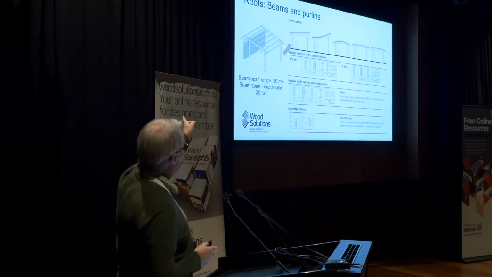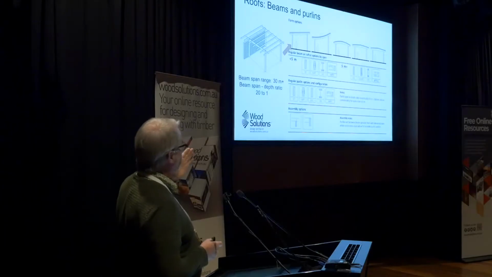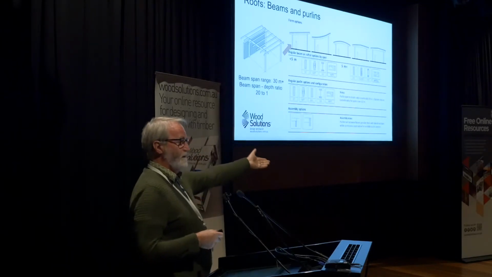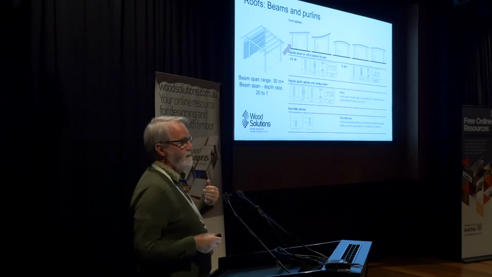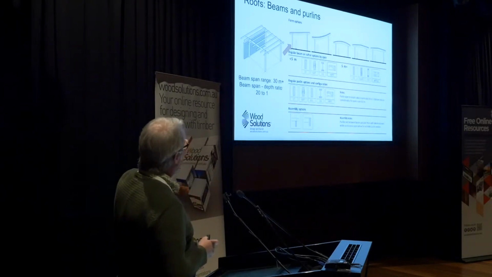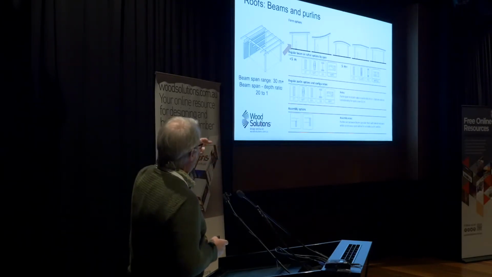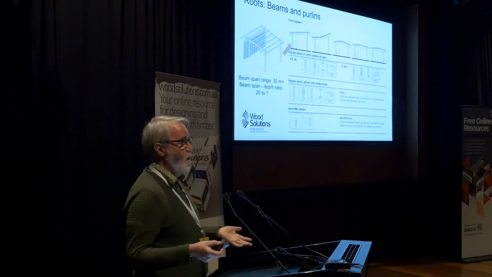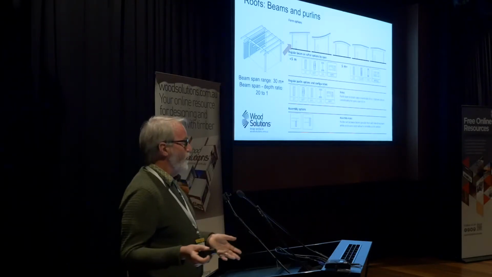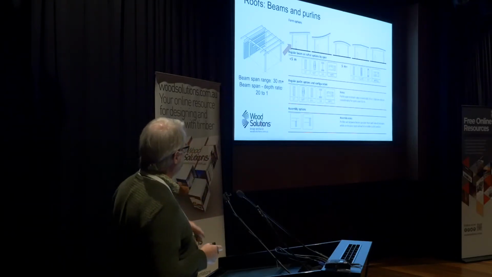Coming down from that, we've got the materials that are regular options that you could use depending on whether you're spanning greater or less than 5 metres. Now obviously the ones that are greater than 5 metres can come back to less than 5 metres, but if you're going over 5 metres, they're the sorts of things you're going to need. And there's also the purlin options with some notes about span to depth ratios and nominal sizing. So once you get over about 4.8 metres, you start to get into some problems in what materials you can use.